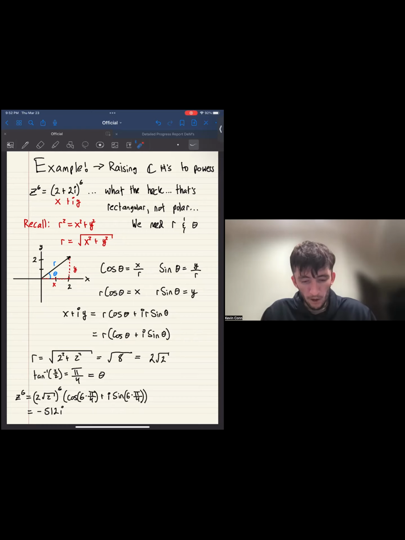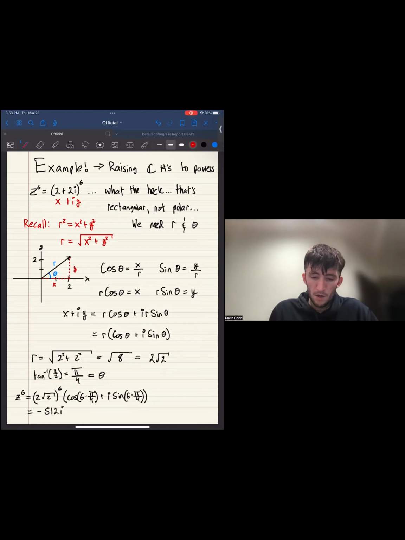We can implement De Moivre's theorem and find out what 2 plus 2i to the 6th is without having to multiply 2 plus 2i 6 times. So x and y components are 2. So 2 squared plus 2 squared is 8. We pull out the 4, and that becomes a 2 outside of the square root. So r is 2 root 2. Just use the inverse tangent function, and I'm going to keep it in radians rather than degrees, and we get pi over 4 is our theta.